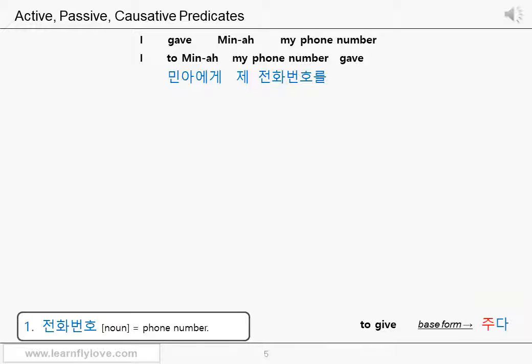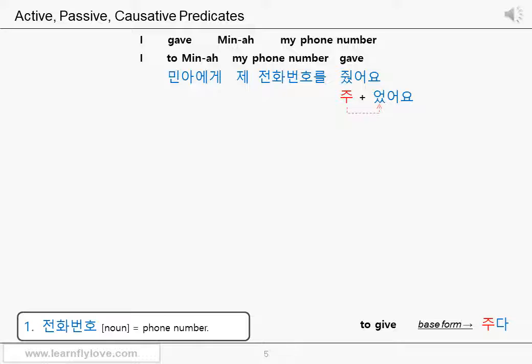The base form of the verb give is 주다 in Korean. The stem is 주. It's in the past tense. Therefore, you add 었어요, 주었어요. 주 and 었 sound can combine one more time. 주었, it becomes 줬 sound with 워 vowel. 줬어요. 미나에게 제 전화번호를 줬어요.